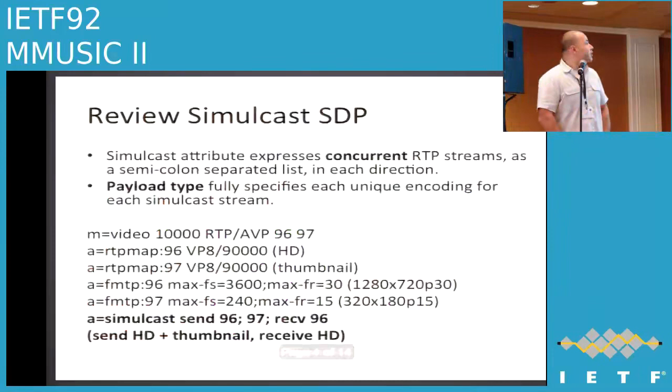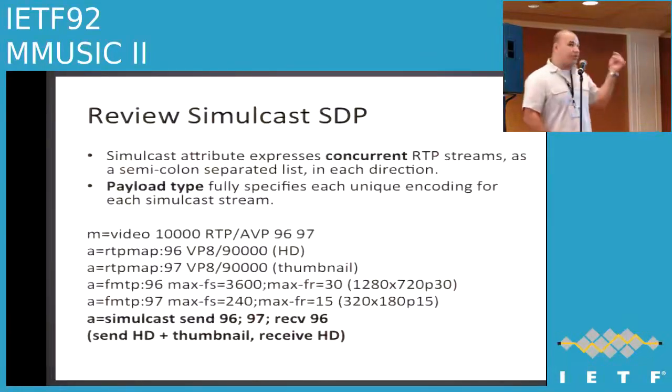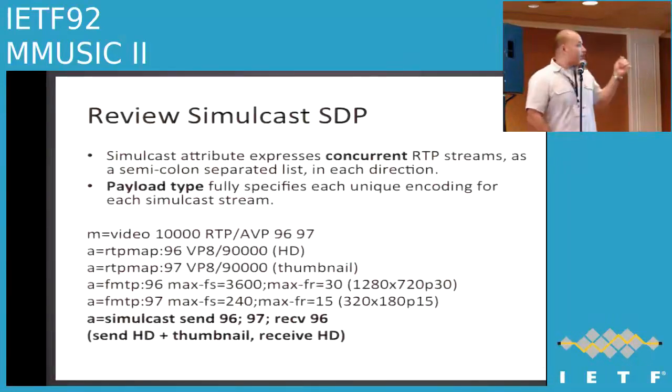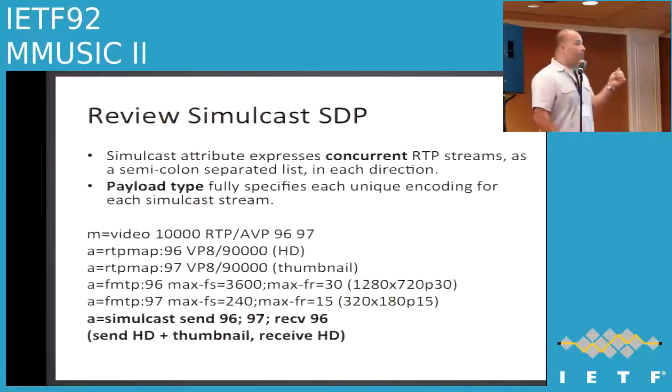Next slide, please. So reviewing the SDP, the main point is that this is expressing concurrency. You're sending multiple RTP streams from the same sender, from the same media source, to a peer, typically up to a mixer. And the current SDP is a semicolon separated list of payload types. And this is a key point that we're using payload type to specify the different encodings. And we'll talk a little bit more about that.